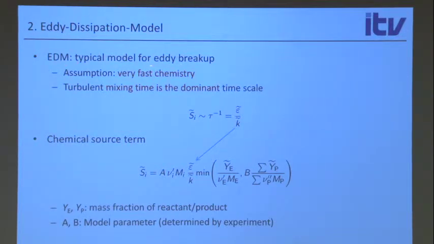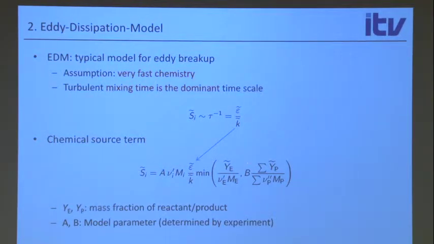So the Eddy dissipation model makes the same assumptions. The chemistry is very fast, and the chemistry comes from mixing. And so again, the chemical source term should be proportional to a mixing timescale, or inverse of a mixing timescale, which again is epsilon over k. But then this switching on and off of the reactions is done here with these, let's say, 3 terms. So these here are the reactants, fuel and oxidizer, and then P here is the product.